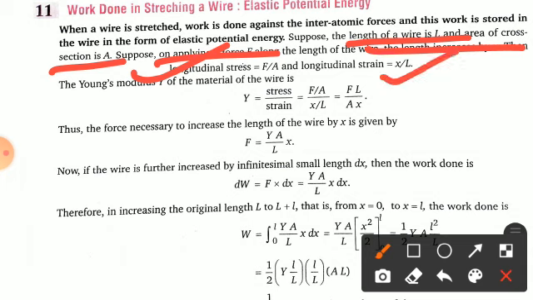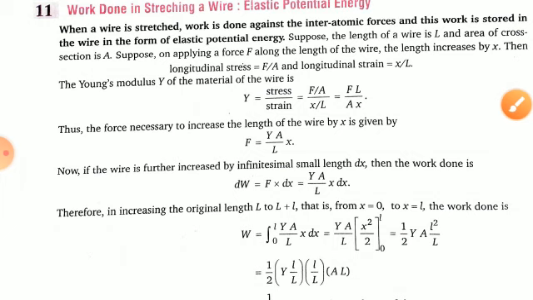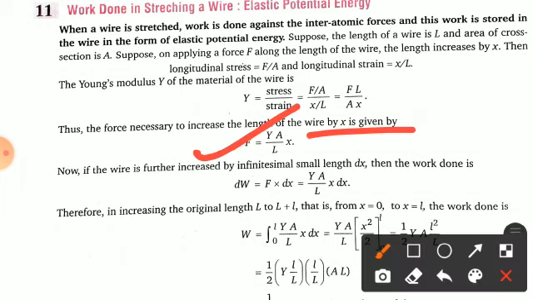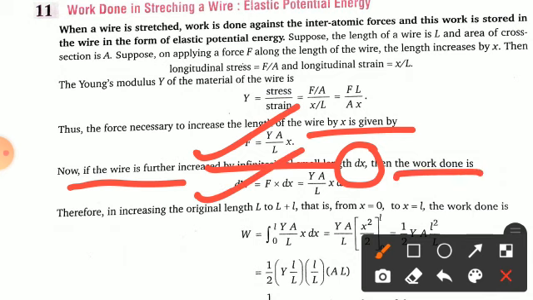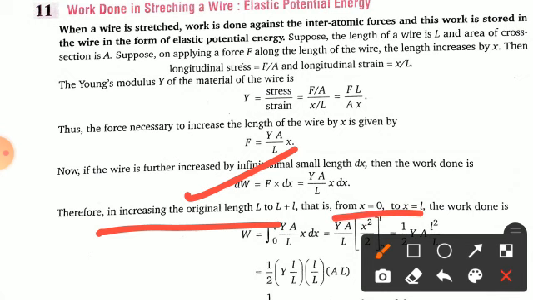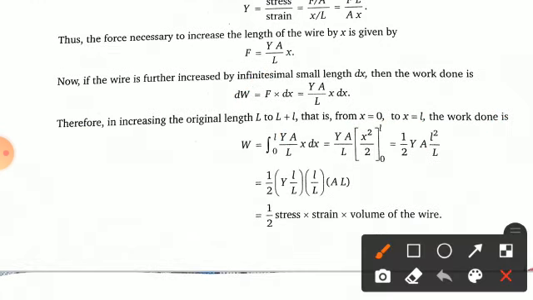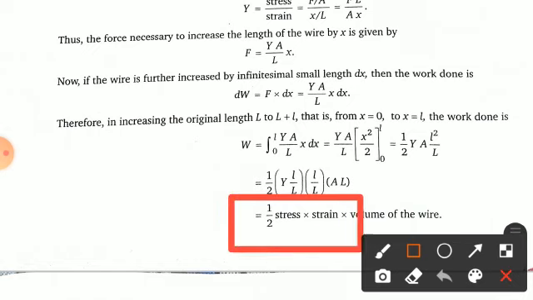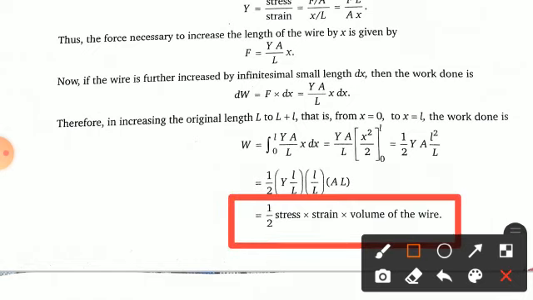So the Young modulus of the material of the wire is stress upon strain, you know very well, and you finally get the relation FL by Ax. Thus the force which is necessary to increase the length of the wire by x is given by YA by L multiplied by x. Now if the wire is further increased by an infinitesimally small length, that is dx, then the work done is this. Using the relation, work done is equal to force multiplied by displacement. Therefore, in increasing the length from 0 to L, the work done is, you will integrate it and finally you will get the relation. This one: work done is equal to 1 by 2 stress multiplied by strain into the volume of the wire.